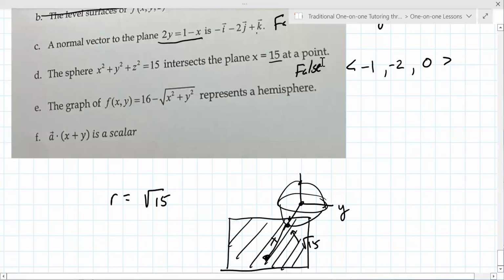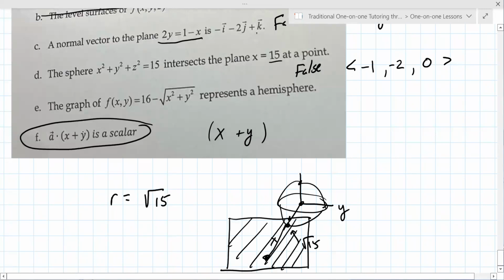Now this last one here: a dot x plus y is a scalar. The problem is we don't actually know what x plus y are, but they're not vectors because there's no vector notation here. It's kind of like degree and radian: if it's got the degree symbol, it's a degree. There is no way to know what this x plus y is, other than we can say it's not a vector because there's no vector notation.